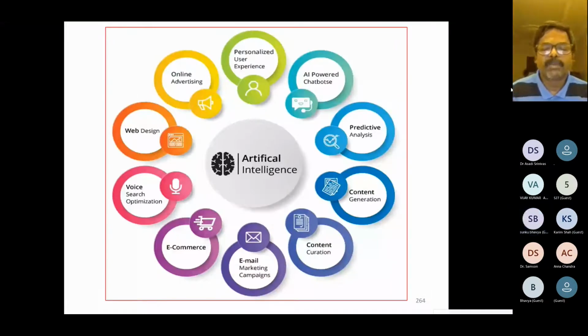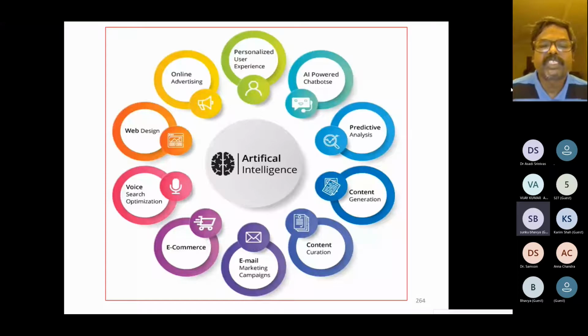Then, in artificial intelligence, what are the domains where we are using it? Our international webinar title is Artificial Intelligence Applications. See here, various applications and domains: personalized user experience, artificial intelligence powered chatbots, predictive analysis, content generation, content curation, email marketing campaigns, e-commerce, voice search optimization, web design, online advertising. These are the various domains of applications of artificial intelligence.